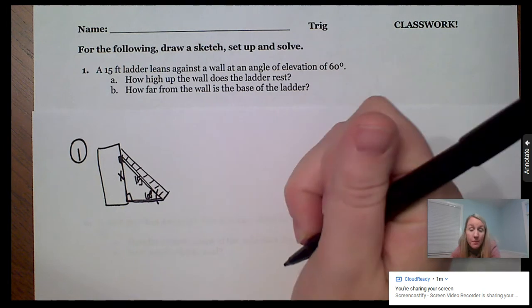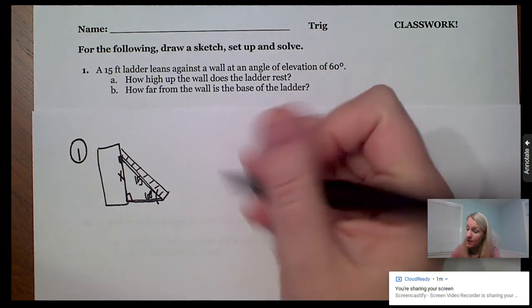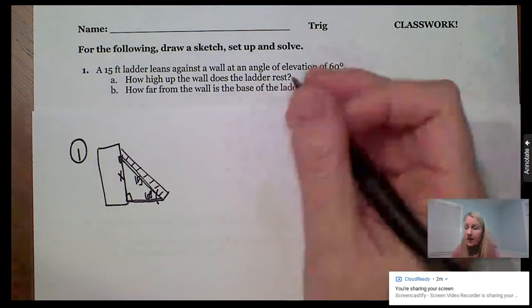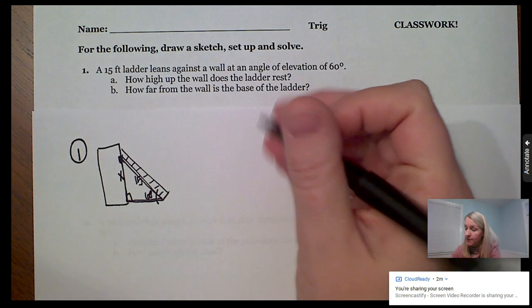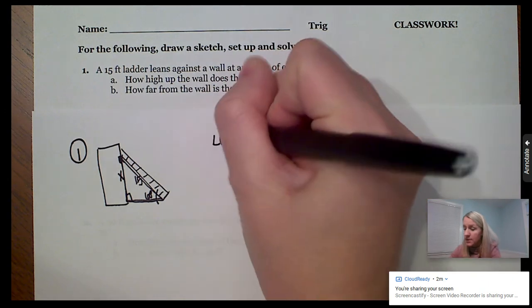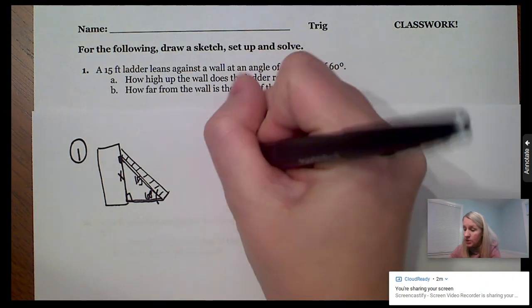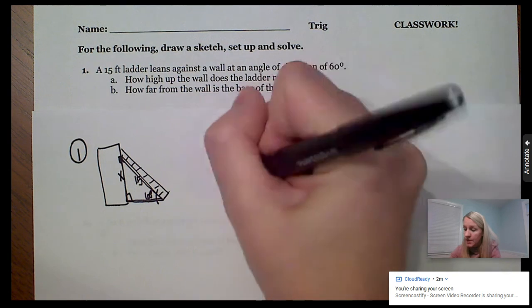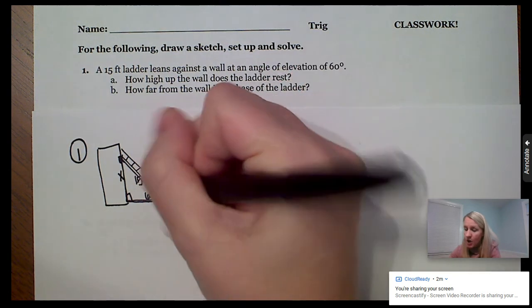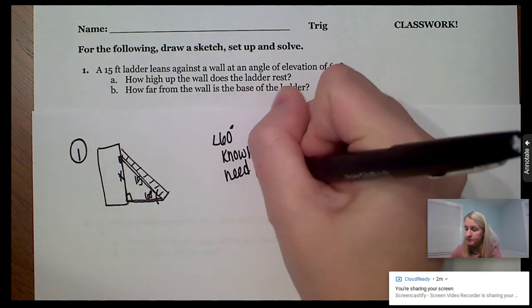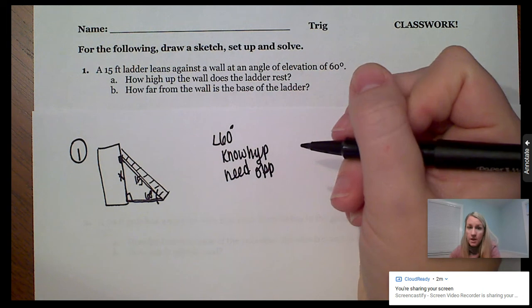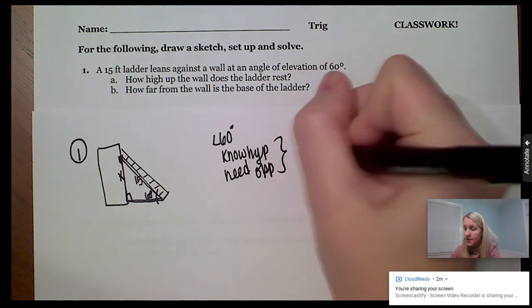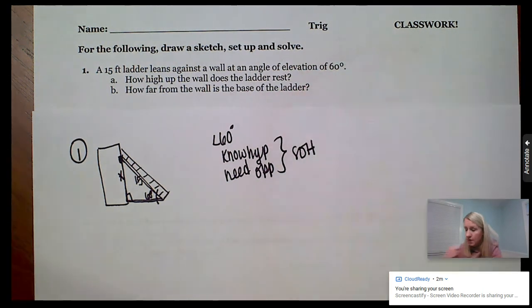So I always go back to what I know about triangles, and that is labeling. Labeling is our friend. It makes our life easier. So from the angle of 60 degrees, I know the hypotenuse, and I need, what would that be? That would be opposite. Okay, so hypotenuse, opposite, we think in our mind. And then once I have that, I say, oh, I'm using sine.